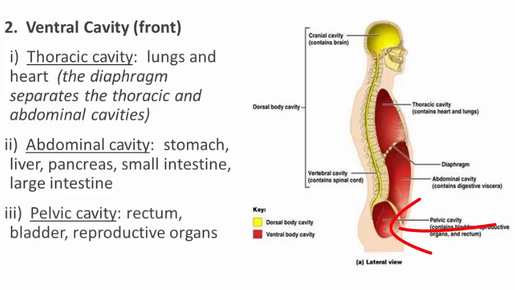The pelvic cavity also appears in the bottom portion of the ventral cavity. The pelvic cavity contains the rectum, bladder, and reproductive organs.